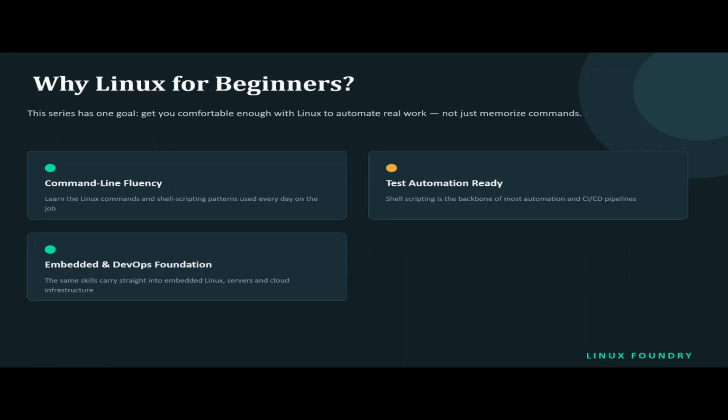Third, it's a foundation for embedded and DevOps work. The same skills carry straight into embedded Linux, servers, and cloud infrastructure. And finally, this is built for beginners. No prior experience assumed. We're starting from zero and building up together.